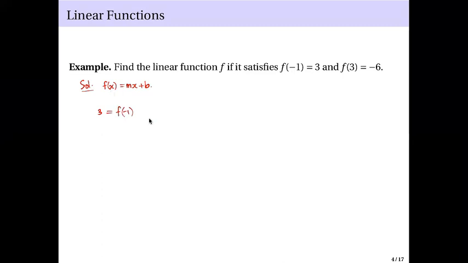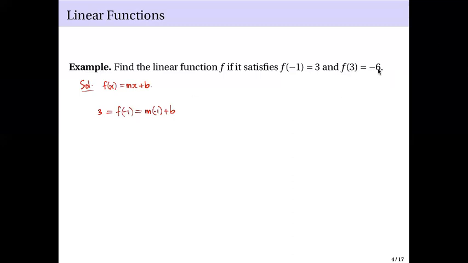On the right-hand side, we use this formula, this form here. We substitute -1 at this x here. So you will have m times -1 plus b, or simply -m plus b.